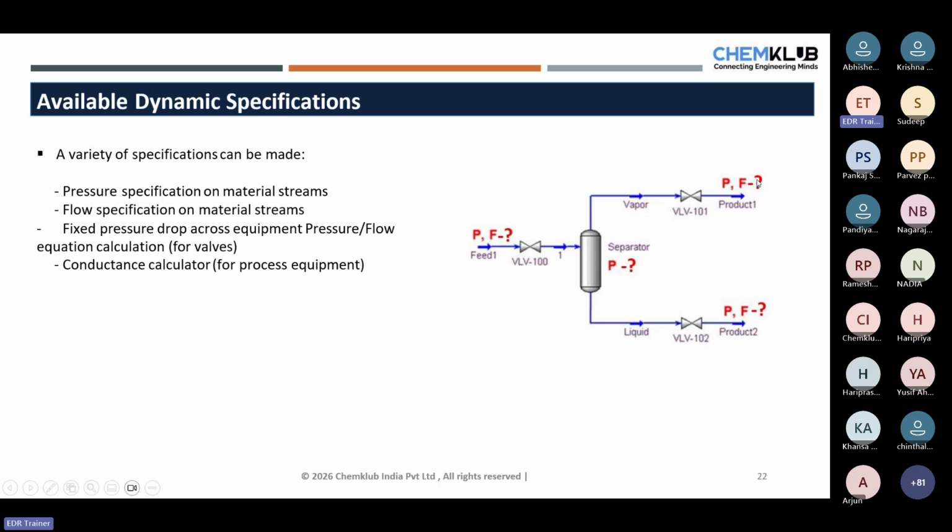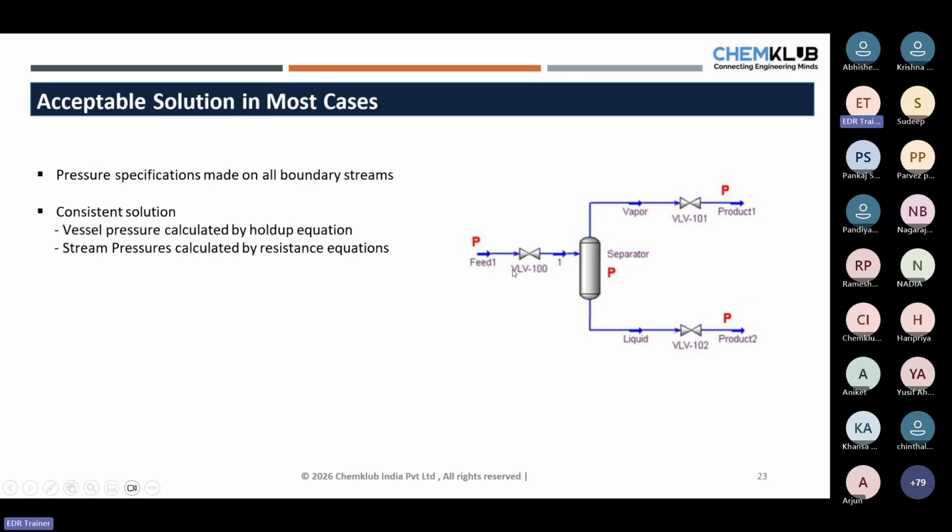Now, what are the variety of specifications that can be made? Pressure, flow, pressure, flow, pressure, flow, and pressure, right? The pressure specification on the material streams, flow specification on the material streams, fixed pressure drop across the equipment, pressure flow equation, that means the valve, or the conductance equation calculator for process equipment. So what is the best practice that is recommended? Pressure specification for all the three battery limits, and the consistent solution is vessel pressure calculated by the hold up equation, and stream pressure calculated by the resistance equation. Okay, so it's clear, right?